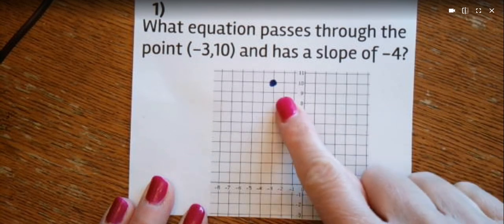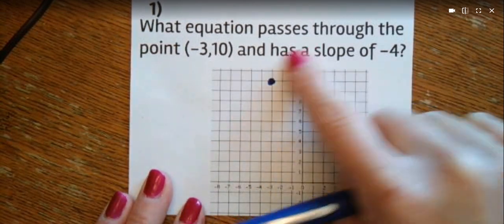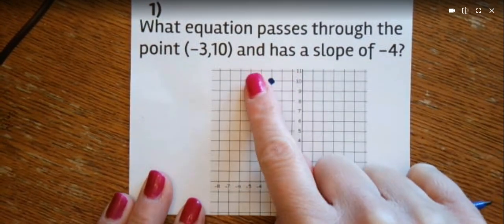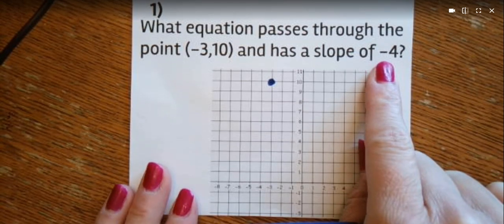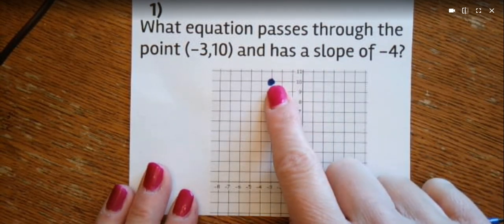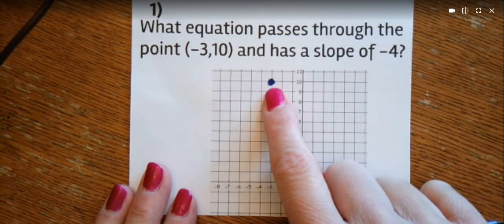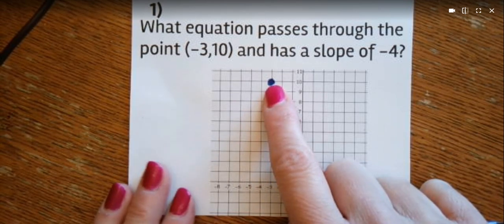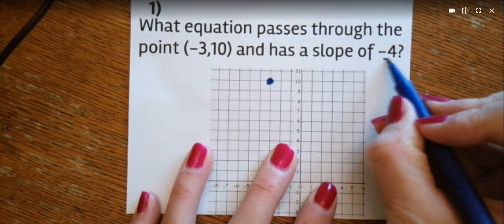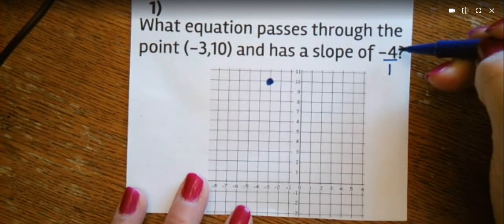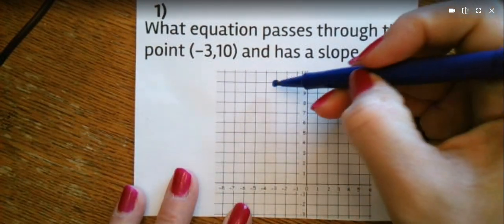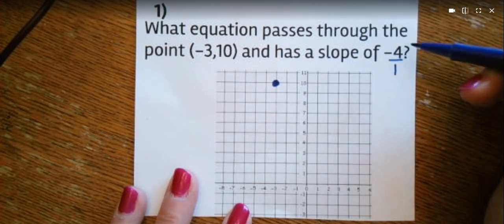All right, my line has to go through that point, but the line could go any which way, right? We know that the slope has to be -4. So we can make some additional points using that slope. We're going to begin at the point we already made. Now, I know that -4 is really -4 over 1. So our rise is 4, our run is 1. But if I rise 4, I'm off the graph. So I'm going to do the opposite.